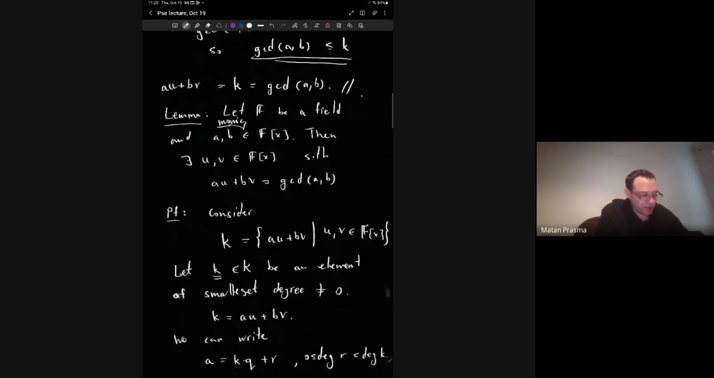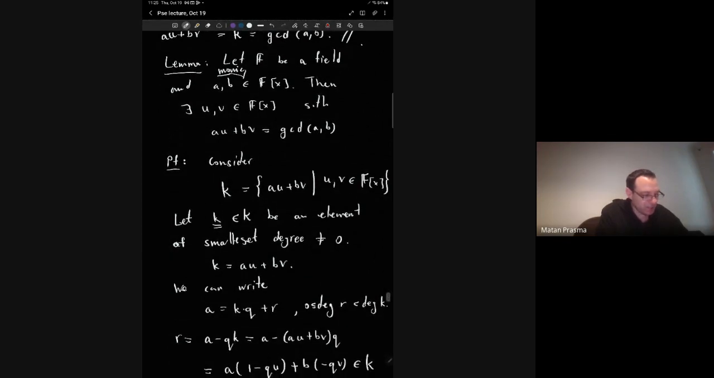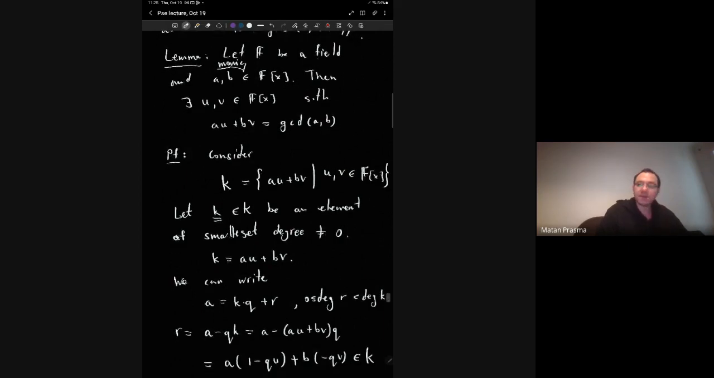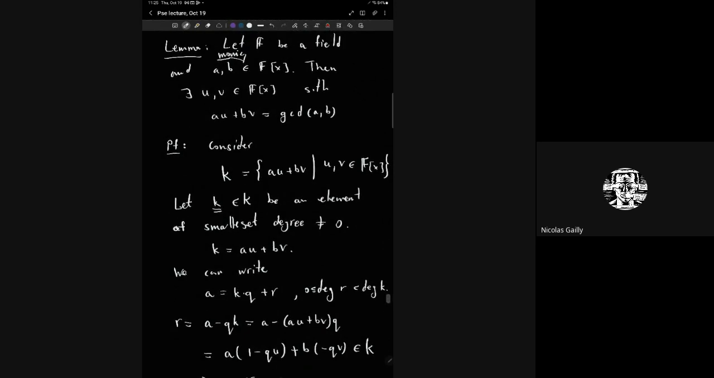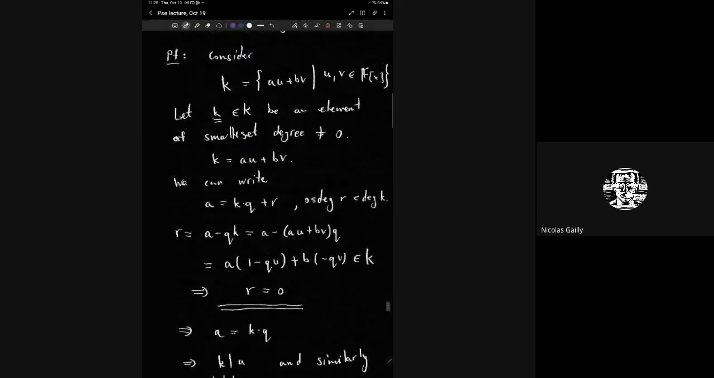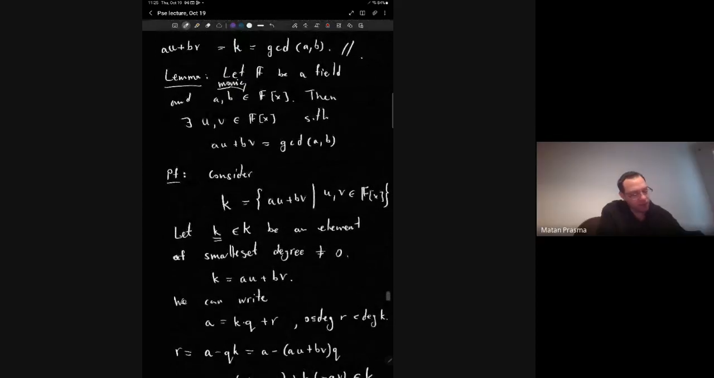I apologize for all the patches, but is this proof clear? It's really like a demonstration of the power of this analogy. For me, most of it is clear. Only the last step where you enforce that A and B are monic. Okay, so this is why I modified the statement.